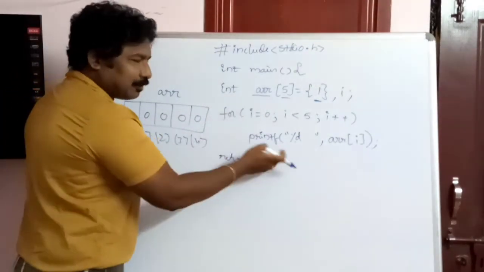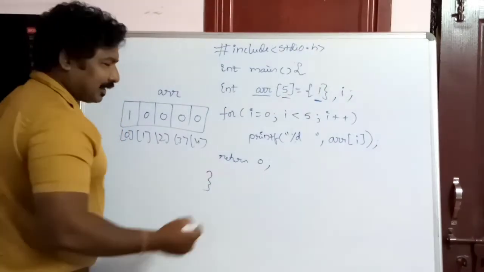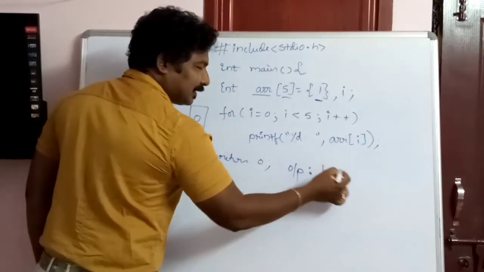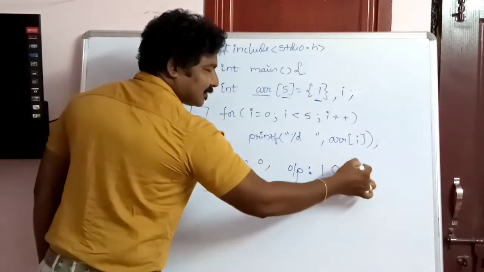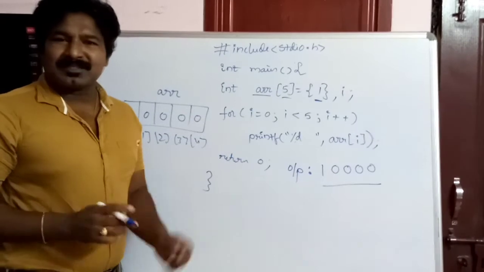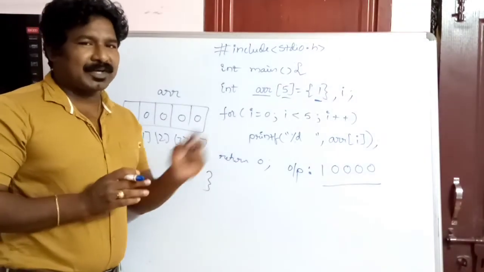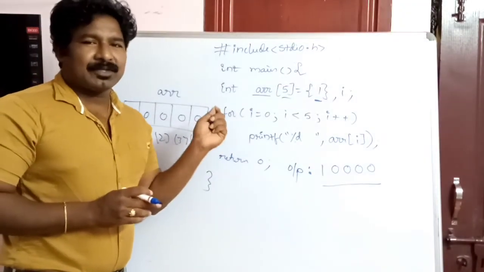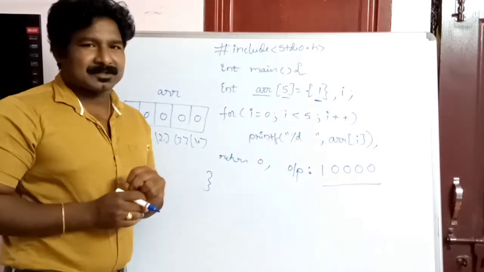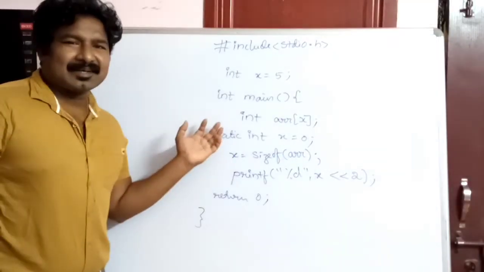My for loop will print all the elements of my array. So the output here will be, the first element is 1 and the remaining elements are zeros. It will print 1 followed by 4 zeros. So please remember, friends, when you initialize an array with fewer elements, all the remaining elements will be initialized to zeros. Okay, just look at this another example.